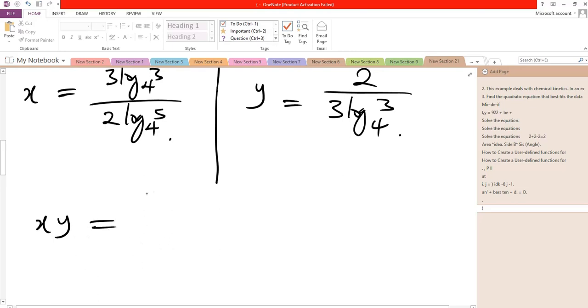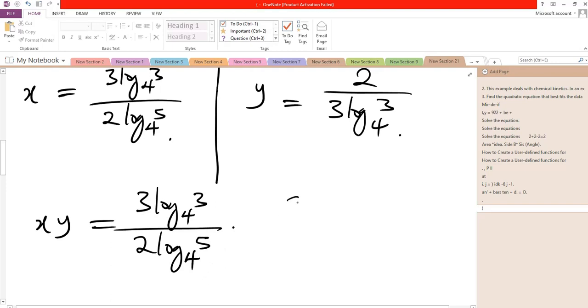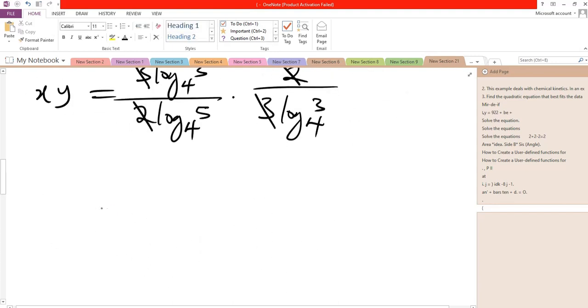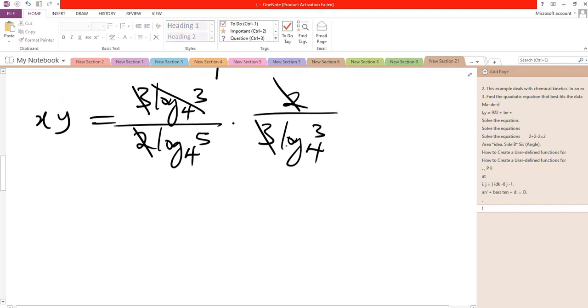Now if we multiply x with y, xy will be 3 log 3 base 4 divided by 2 log 5 base 4 times 2 all over 3 log 3 base 4. So now cancel this and this, then this one cancels out this. Now log 3 base 4 will cancel out log 3 base 4. So now what is left is 1 all over log 5 base 4.